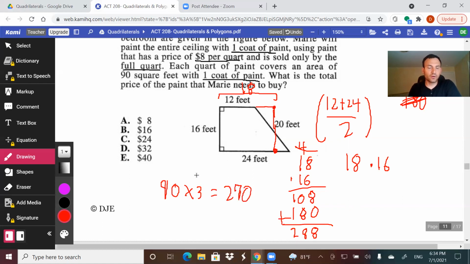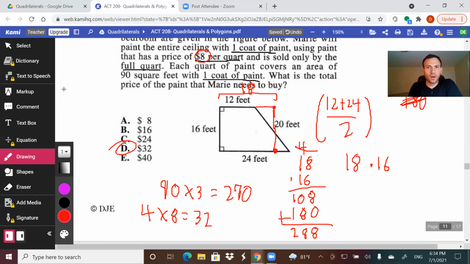So 3 quarts of paint isn't going to be enough. We need 4 quarts of paint to really have enough paint. So $8 per quart, 4 times 8, 32. So we're going to need $32 for this job.